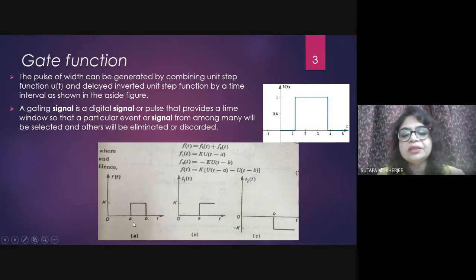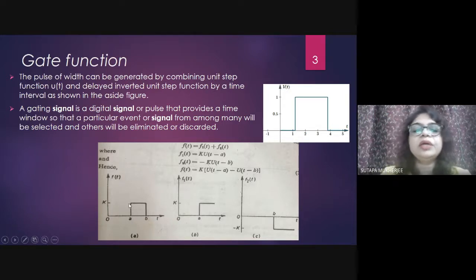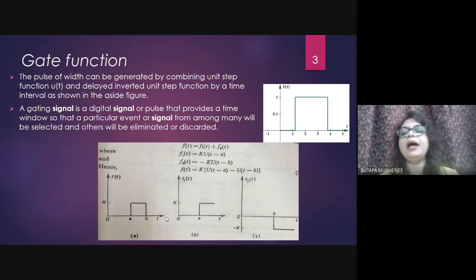So this is the selective part, starting from a, and this starts from b, but this is the inverted step function, that will be k u(t minus b). Because it is inverted, it is assigned a minus. So if you add k u(t minus a) and minus k u(t minus b), then you will get the total gate function. So the gate function is a combination of two step functions, one normal and another inverted, that will be added.